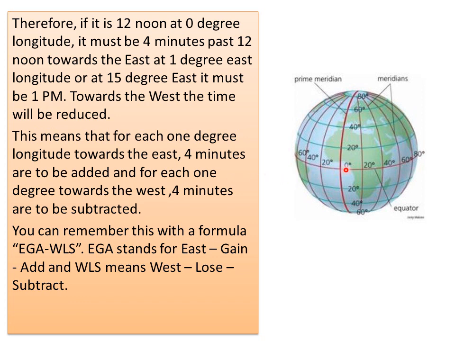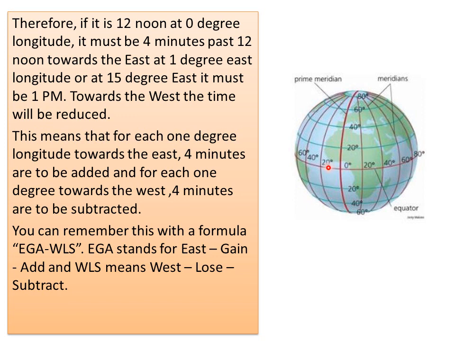As you can see in this example, if it is 12 noon at the prime meridian, at 1 degree east, the time will be 4 minutes past 12. At 2 degrees east, it will be 8 minutes past 12. And at 15 degrees east, it will be 1 p.m. because 15 multiplied by 4 is equal to 60. That is 60 minutes or 1 hour. So if it is 12 noon at the prime meridian, it will be 1 p.m. on 15 degrees east longitude.